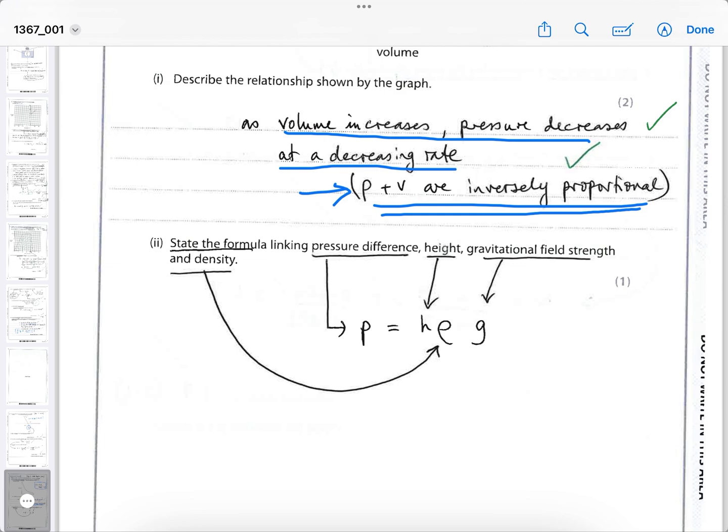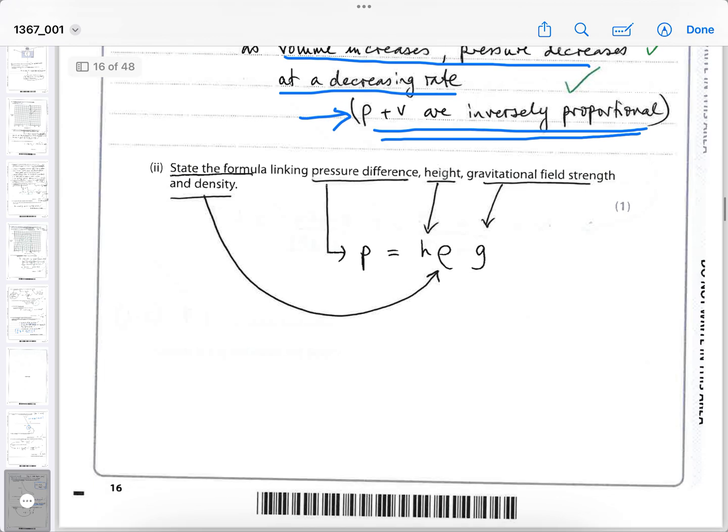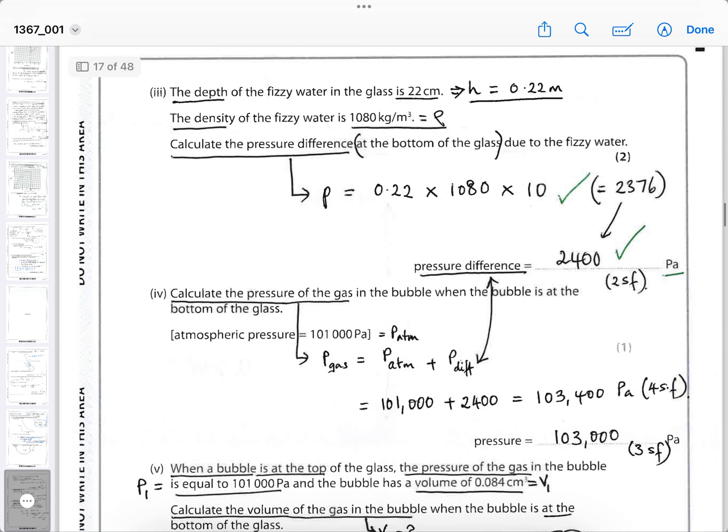It then says state the formula linking pressure difference, height, gravitational field strength, and density. So again, I've written the symbols, yes, and then I've drawn an arrow to the symbols, so the examiner can't doubt that I know that H stands for height, g stands for gravitational field strength, rho stands for density, Greek letter, and P is pressure difference rather than pressure. Okay, and it's written P equals h rho g, very common. So the question that comes up is the depth of the fizzy water in the glass, which is 22 centimeters.